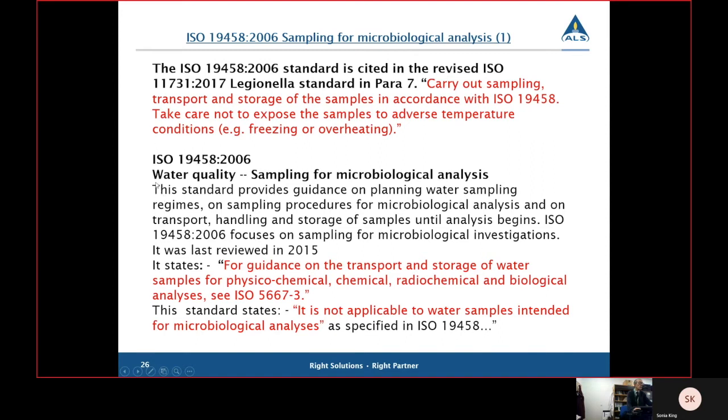So this is the summary of 2006, what it does. But obviously it is not applicable to water samples intended for microbiological analysis. Sorry, start again here. This is the standard for microbiological analysis. So anything to do with transport and storage of water for physicochemical methods, you have to look at ISO 5667-3. And that isn't applicable for microbiological analysis. You have to use the ISO 19458.